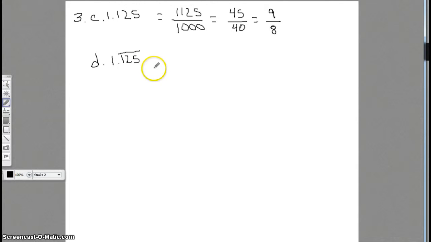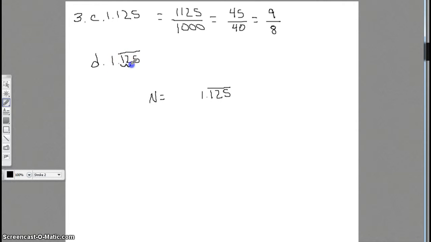Okay, so we have 1.125 with a bar. So we're going to set n equal to 1.125 with a bar over the 125. Notice how I'm leaving plenty of space here. The reason for that is because I know I'm going to multiply the n by something. What I need to do, the number of zeros, I'm going to multiply n by some multiple of 10.